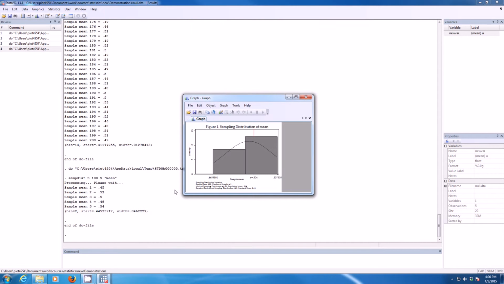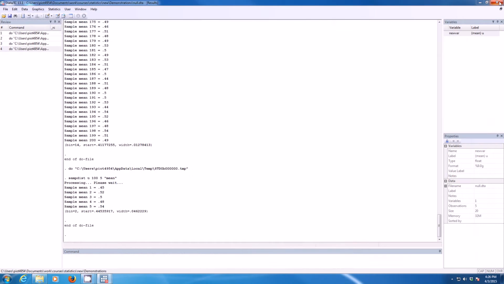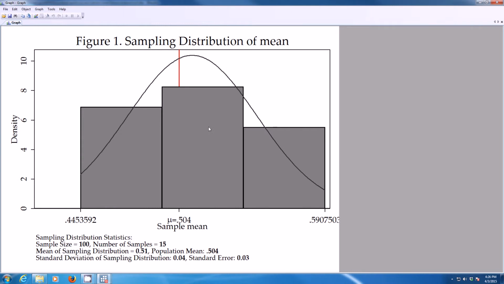And so here we go. Here are our 5 samples, each with a different sample mean. If we look at the resulting distribution, well, it doesn't look like there's any kind of real pattern here. But what happens if we use more samples? And so again, instead of using 5 samples of size 100, let's use 15 samples of size 100. So again, it doesn't really look like there's much of a pattern here, although something is sort of starting to form. Let's push this forward a little bit.